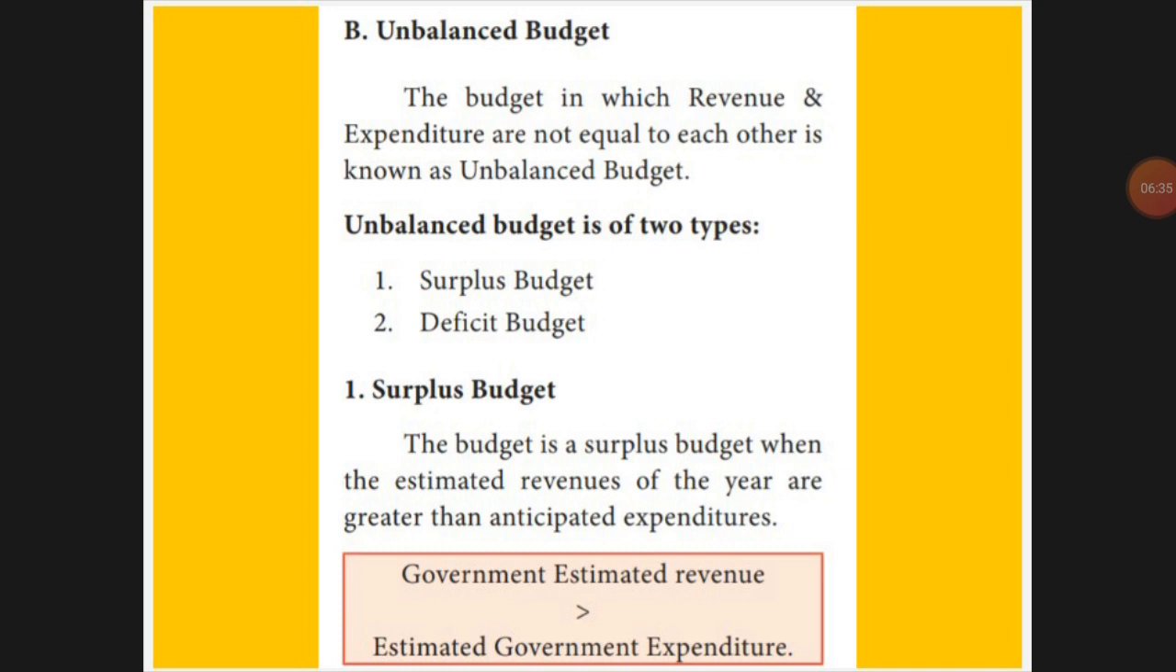Surplus budget in the sense that revenue is more and expenditure is less. So in a surplus, you get more income. That's the formula: the government's estimated revenue, meaning income, is more than the expenditure.